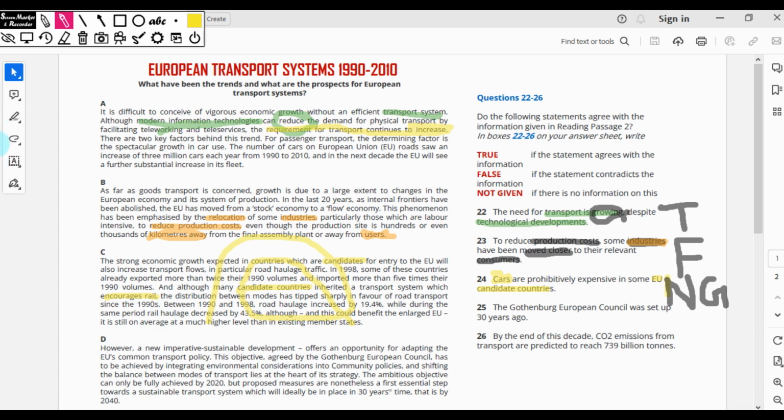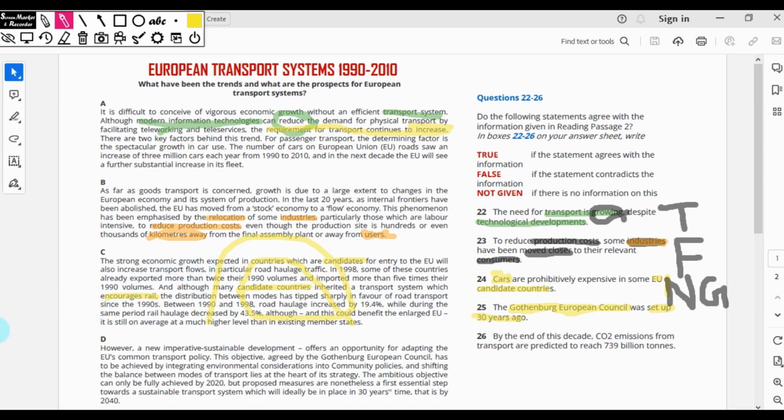Let us move to the next, 25th question. You need to first mark the keyword. The question was about the European Council. This is a name, which is a keyword. It is exactly found in the passage, so we need to locate it, and it was set up 30 years ago. Set up 30 years ago. Where? That's the keyword. Let's move further.